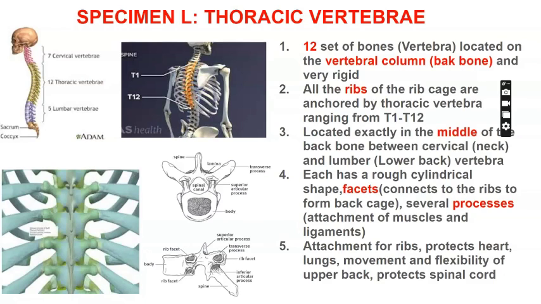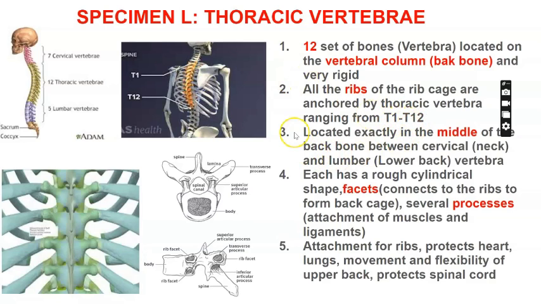The thoracic vertebrae is a set of 12 bones located on the vertebral column, or what we call the backbone. It is a very rigid bone, which makes it one of the least places that one can encounter injury. The ribs of the rib cage are anchored or supported by this thoracic vertebrae. They are 12 in number. We usually represent them with T1 to T12.